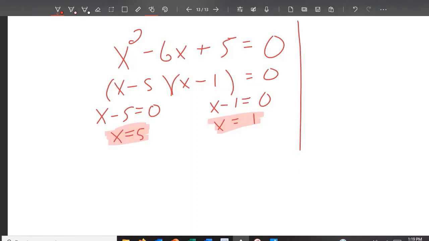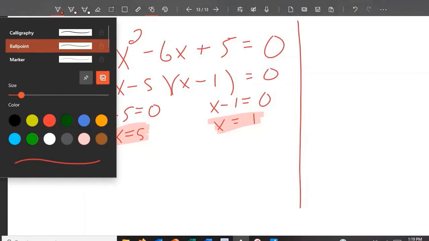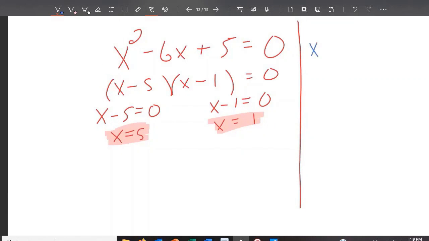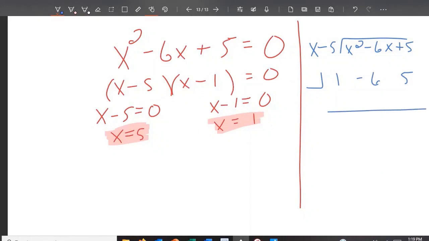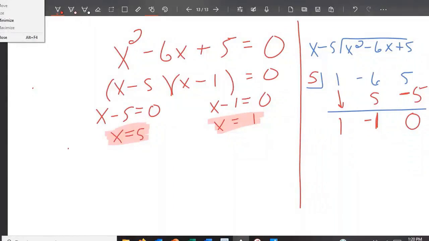Now I want to show you something based on synthetic division. Suppose I wanted to divide this into this, but I want to use synthetic division. I want to show you what happens. The number that's going to go here is positive 5. Bring down the first number, of course. Multiply the 5 and the 1, and we get 5. Combine those together, we get negative 1. Multiply 5 times negative 1, we get negative 5. And we get 0.